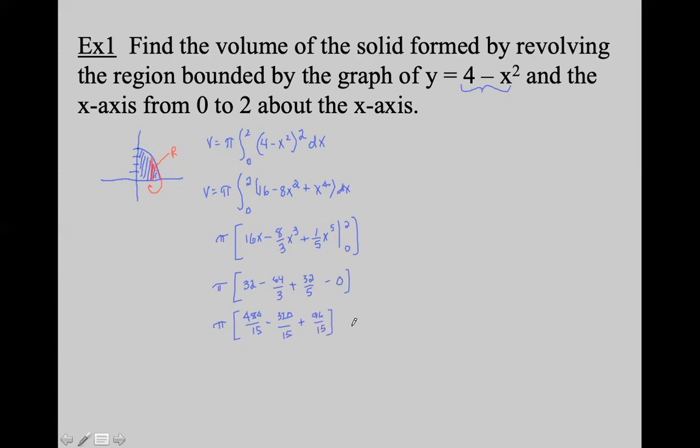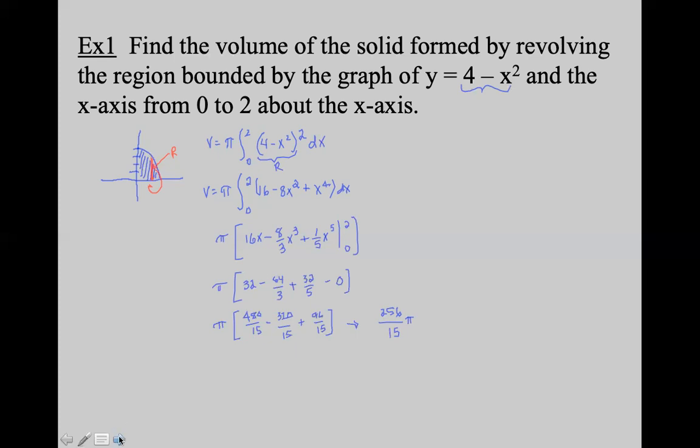So altogether, our final answer is 256/15 pi. All right, and that's the disk method. So you have pi times your big R, the representative rectangle, squared, the height of the curve, dx.